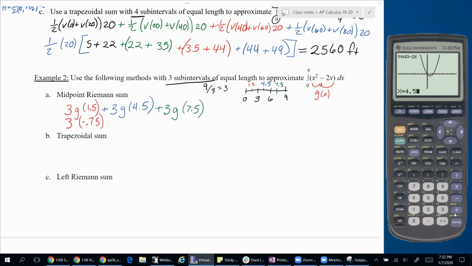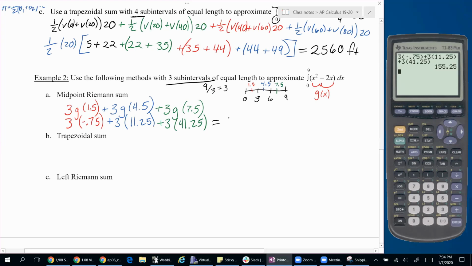You can press trace again, but it will also work on its own. So we get plus 3 times 11.25. And finally, we plug in 7.5. Enter. We get 41.25. If we sum all of this up, we get 155.25.